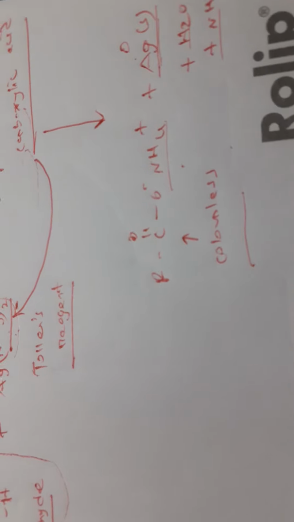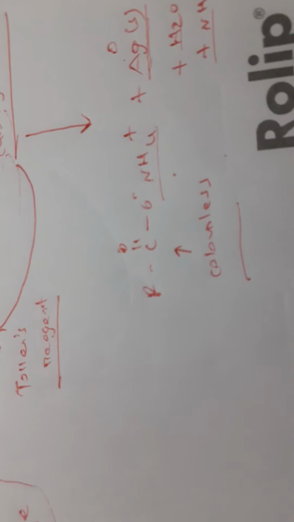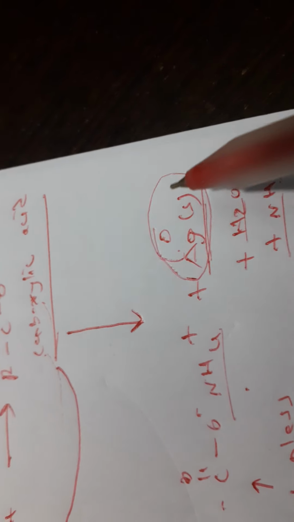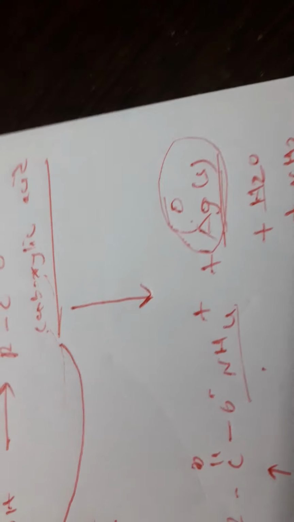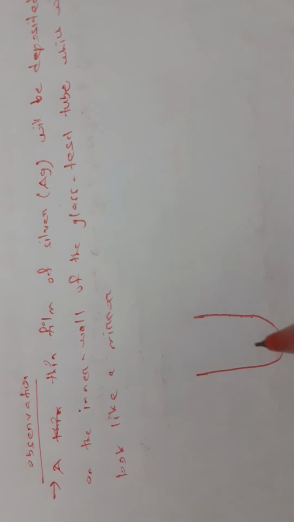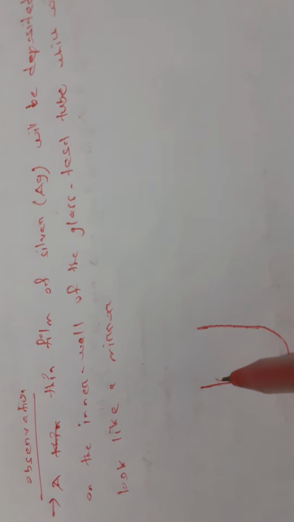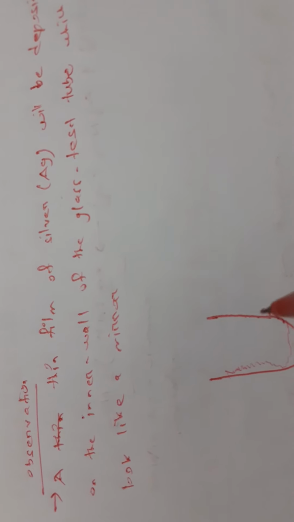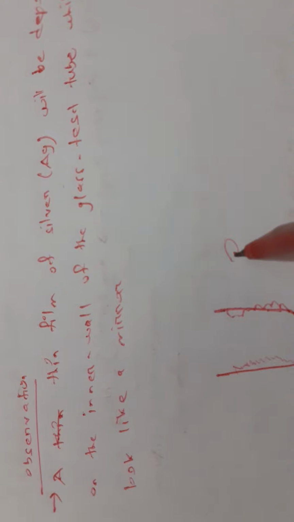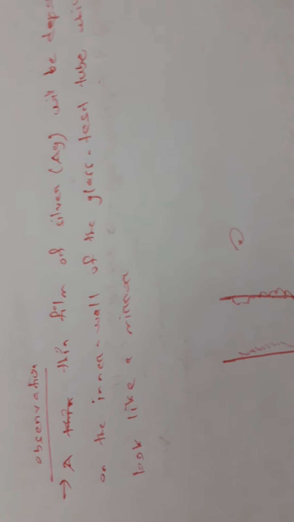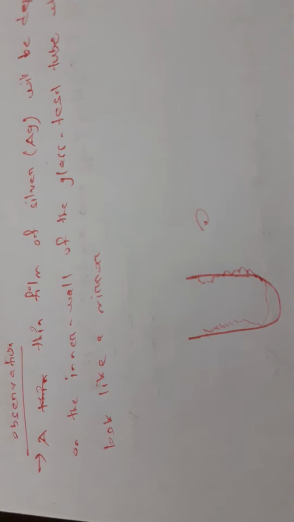So how can we know that a reaction has taken place and it is an aldehyde? The answer lies in here. Solid silver, or elemental silver. You know its color, it's silver. So the observation is that a thin film of silver will be deposited on the inner wall of the glass test tube, which will look like a mirror. So if this is the test tube, on the inner wall, that solid silver will be deposited. And therefore, when looking from outside, it will look like a mirror, and that will prove that an aldehyde was present.